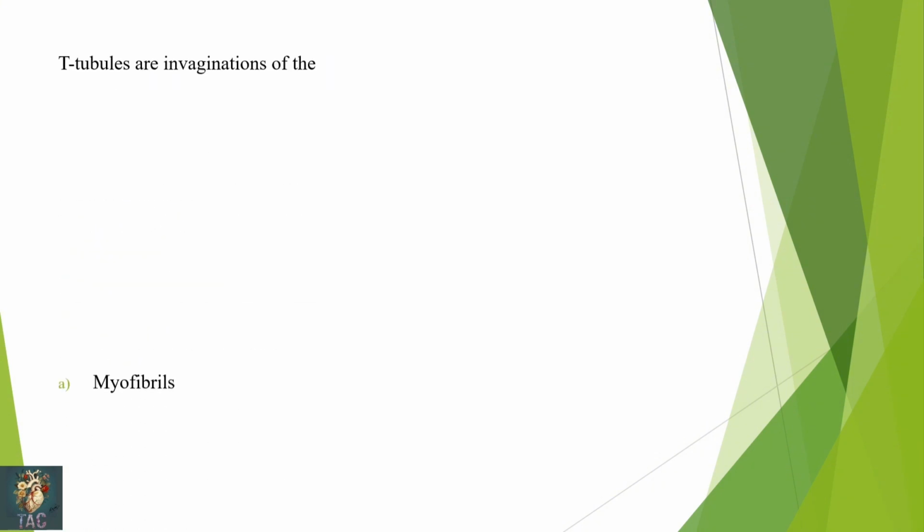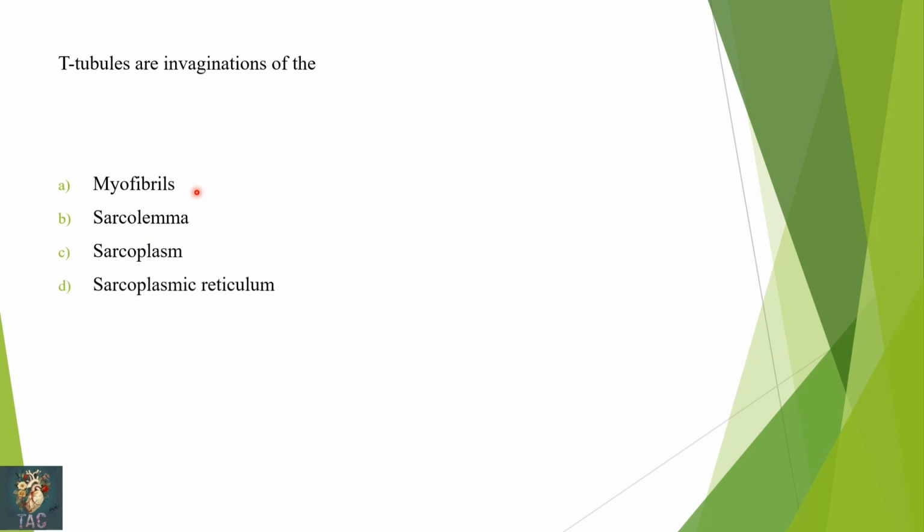The tubules are invaginations of the myofibrils, the sarcolemma, the sarcoplasm, or the sarcoplasmic reticulum. So the tubules of the skeletal muscles are basically the invagination of the sarcolemma, that is the cell membrane.